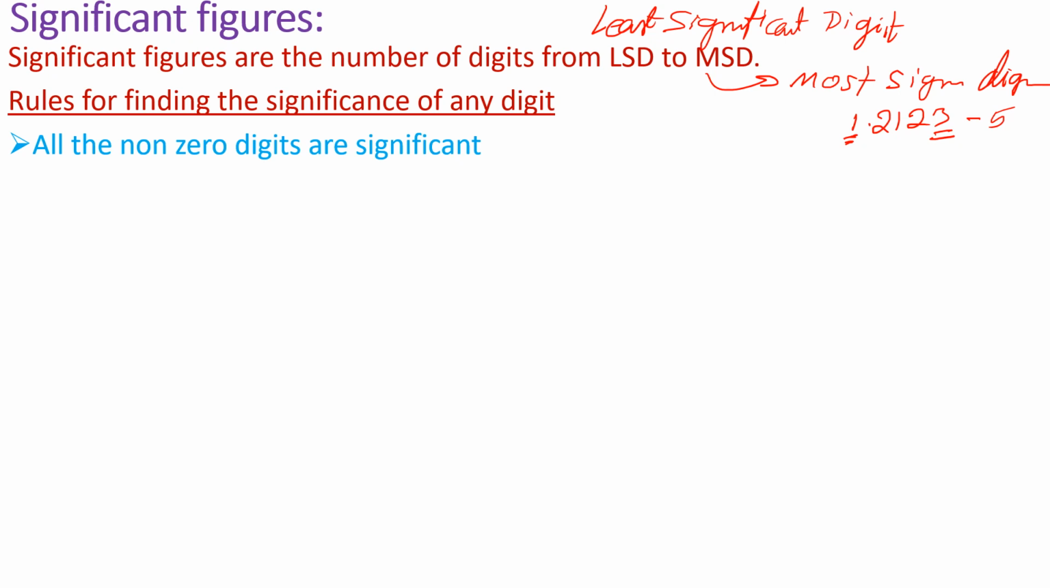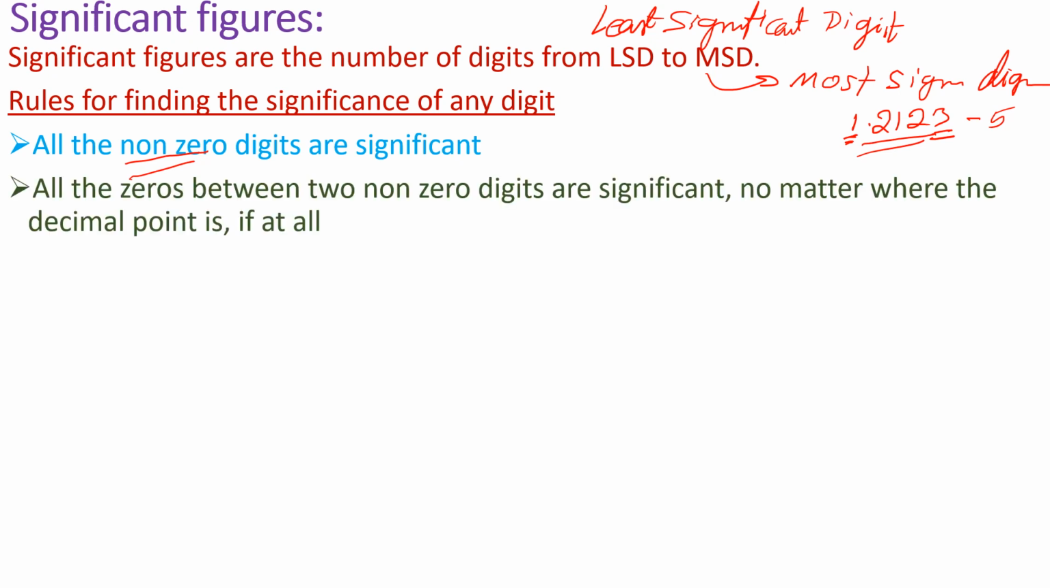Just now I have given this number, 1.2123. Here no digit is 0. All the non-zero digits, whatever digits are there, all are significant. You have to take that into account while finding the number of significant figures.